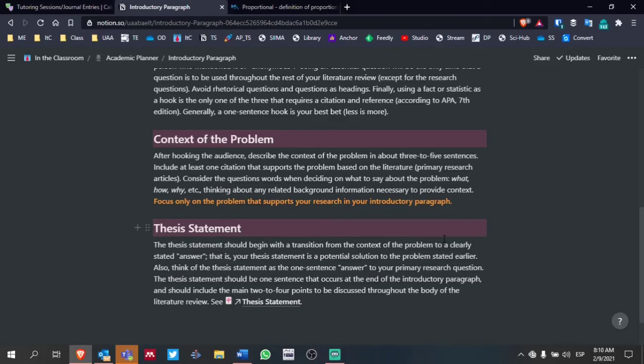And then you will go on to develop in the body the main points that you included in your thesis statement, expanding and discussing in greater detail the possible solution.